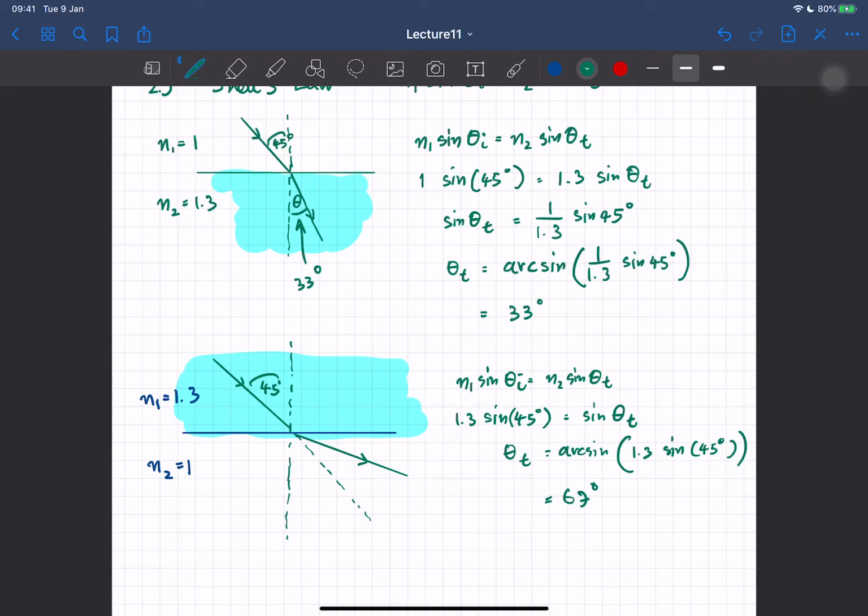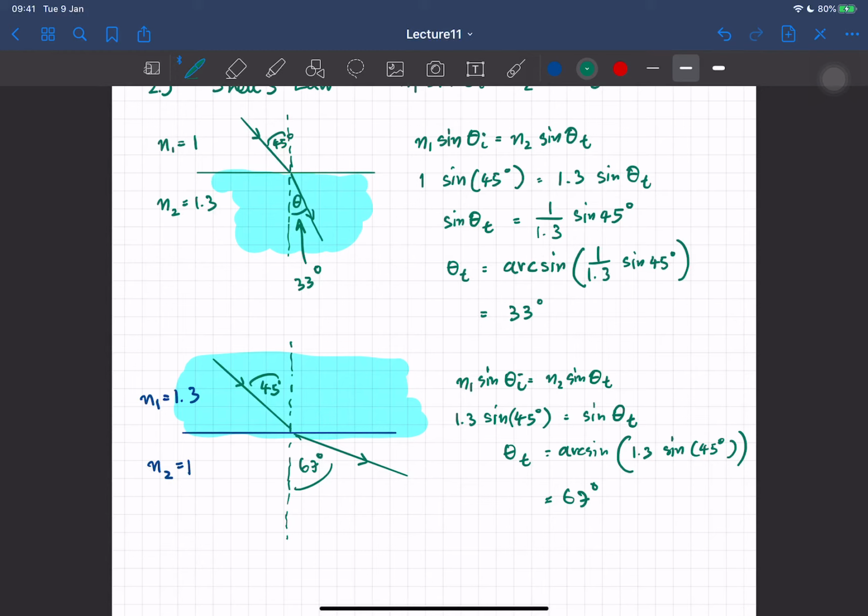So that's why I said earlier, don't be tempted to think about this one being always less than the incident angle. It's not always the case. It depends on whether you go from high to low index of refraction or from low to high. Okay, that's going to determine whether you bend inward or outward. So in this case, you're going to bend away because this is 67 degrees. Right, so it's going to bend out like this.